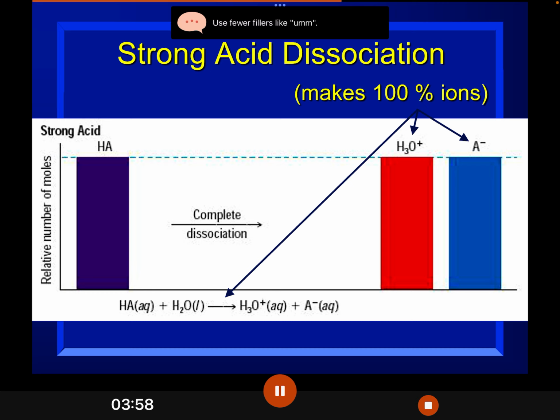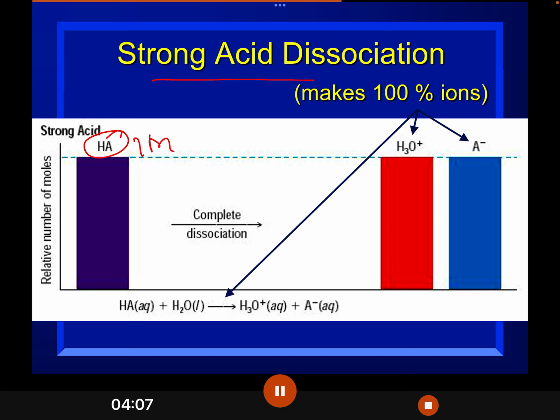I love this slide because it shows us a strong acid dissociation. So let's just pretend that this is 1 molar. If I have 1 molar of a strong acid, HA, it'll dissociate into 1 molar H+, which is this, and it'll dissociate into 1 molar A-, which is this. 100% dissociation. Here's our dissociation equation. You'll notice that that's a one-way arrow because it's like completely dissociated.